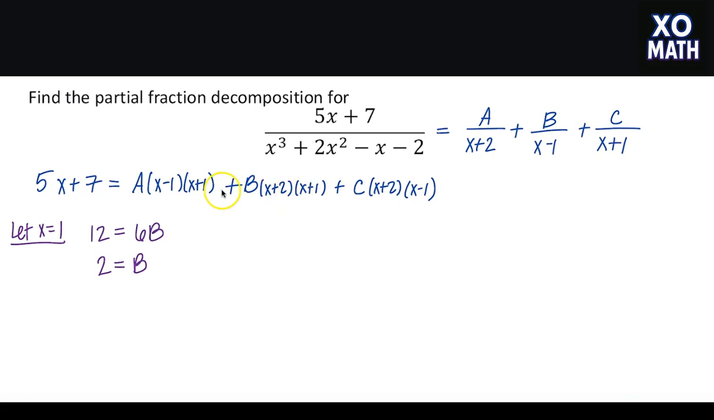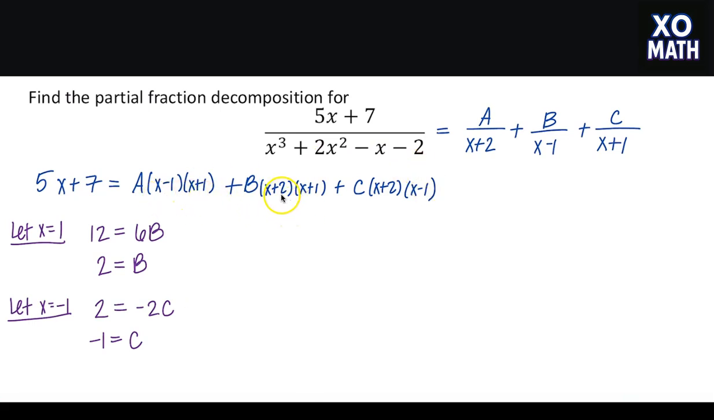Now, let's let x equal negative 1. If we let x equal negative 1, this factor and this factor will be 0, so the first two terms will zero out. Negative 5 plus 7 is 2, equal to, with the first two terms gone, negative 1 plus 2, that's 1, and negative 1 minus 1, that's negative 2. So we get negative 2C. Divide both sides by negative 2, and C is equal to negative 1.